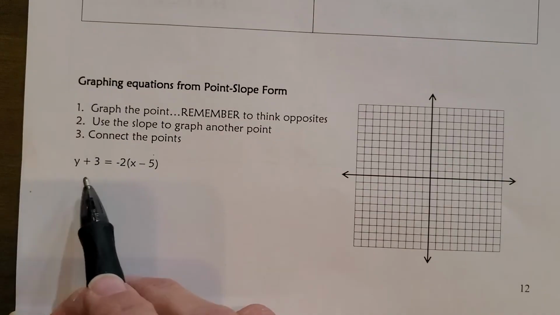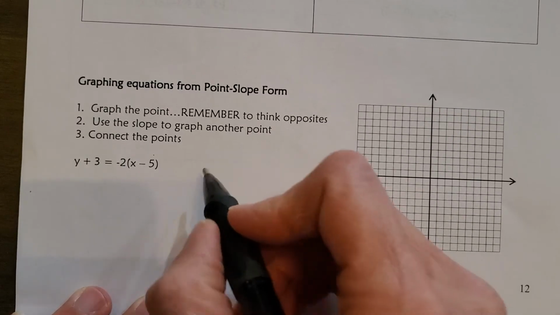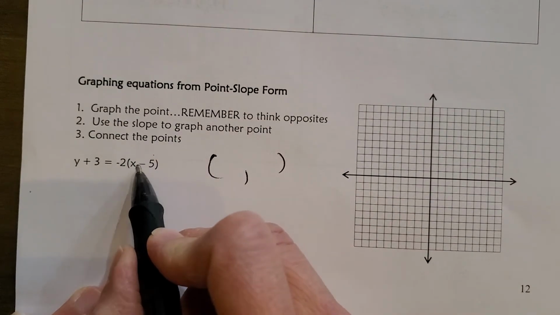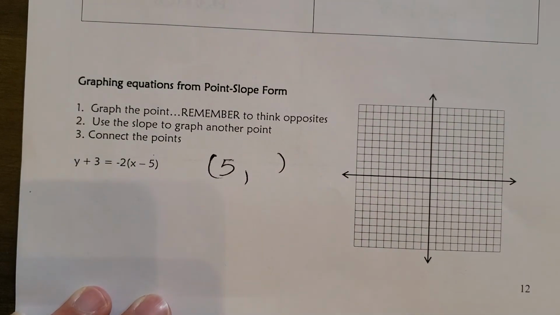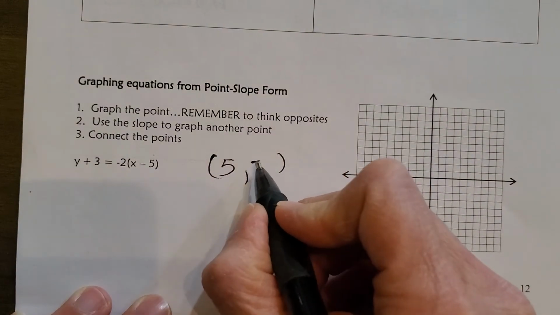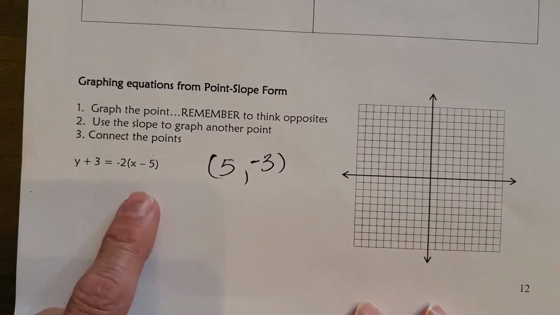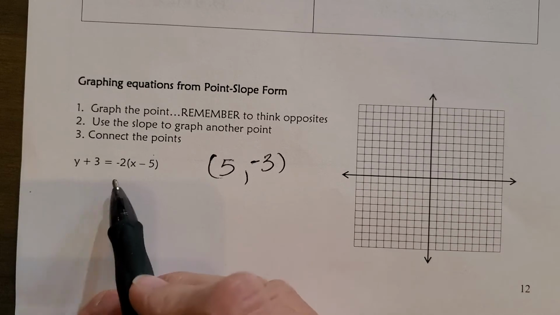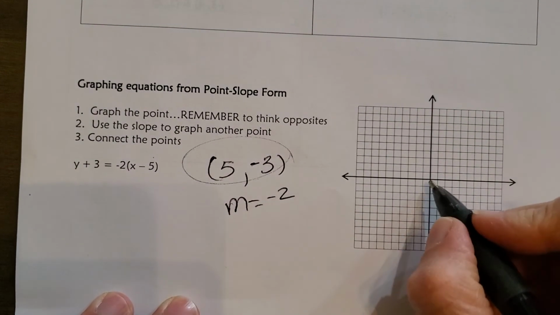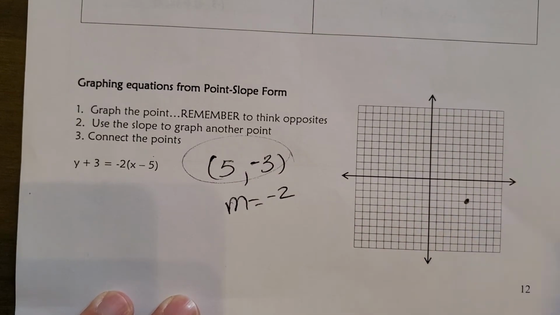So when you look at this equation, y plus 3 equals negative 2 times x minus 5, first we've got to find the starting point that we're going to graph. So when we look at this, we see that it says x minus 5, which means our x sub 1 is 5. And then we see a y plus 3, which means our y sub 1 is negative 3. It's kind of like the opposite because the formula had the minus signs in it. And the slope is negative 2. So first, we're going to graph this point. So we're going to go right 5, 1, 2, 3, 4, 5, and down 3. And we're going to put our little dot.